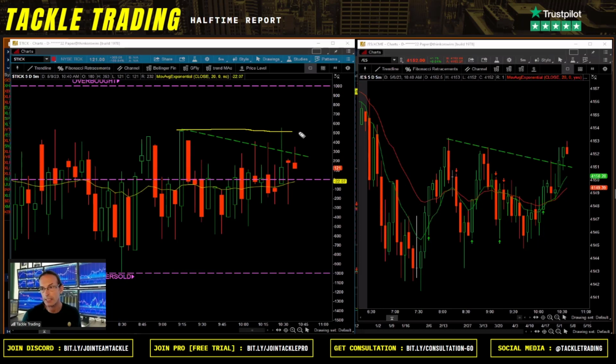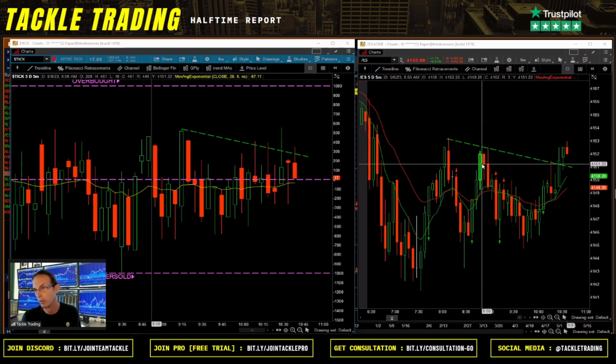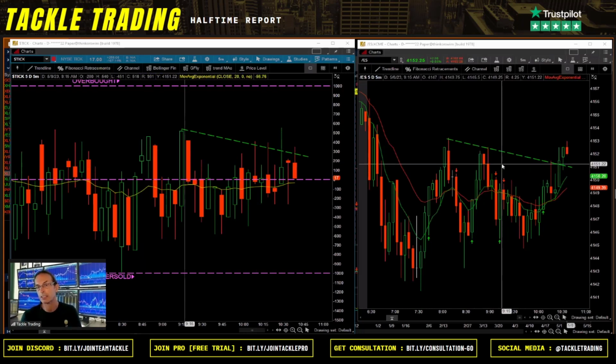I want to see the tick break above 500 here, which is today's number. It changes daily. That's the resistance. I can see the higher lows. When this breaks 500, you'll probably see good breakouts in the market. Again, it's the crystal ball that you can look into instead of just looking at the ES.